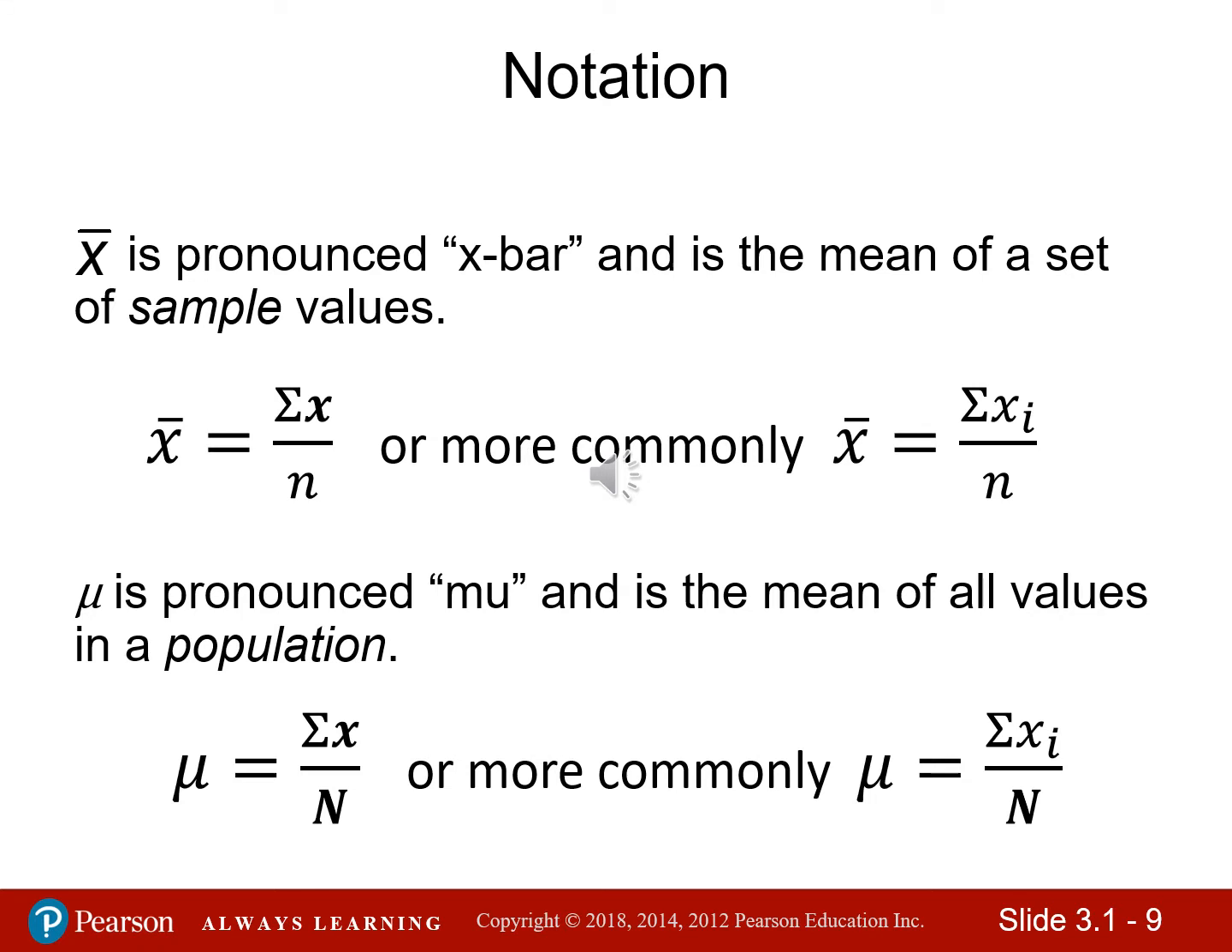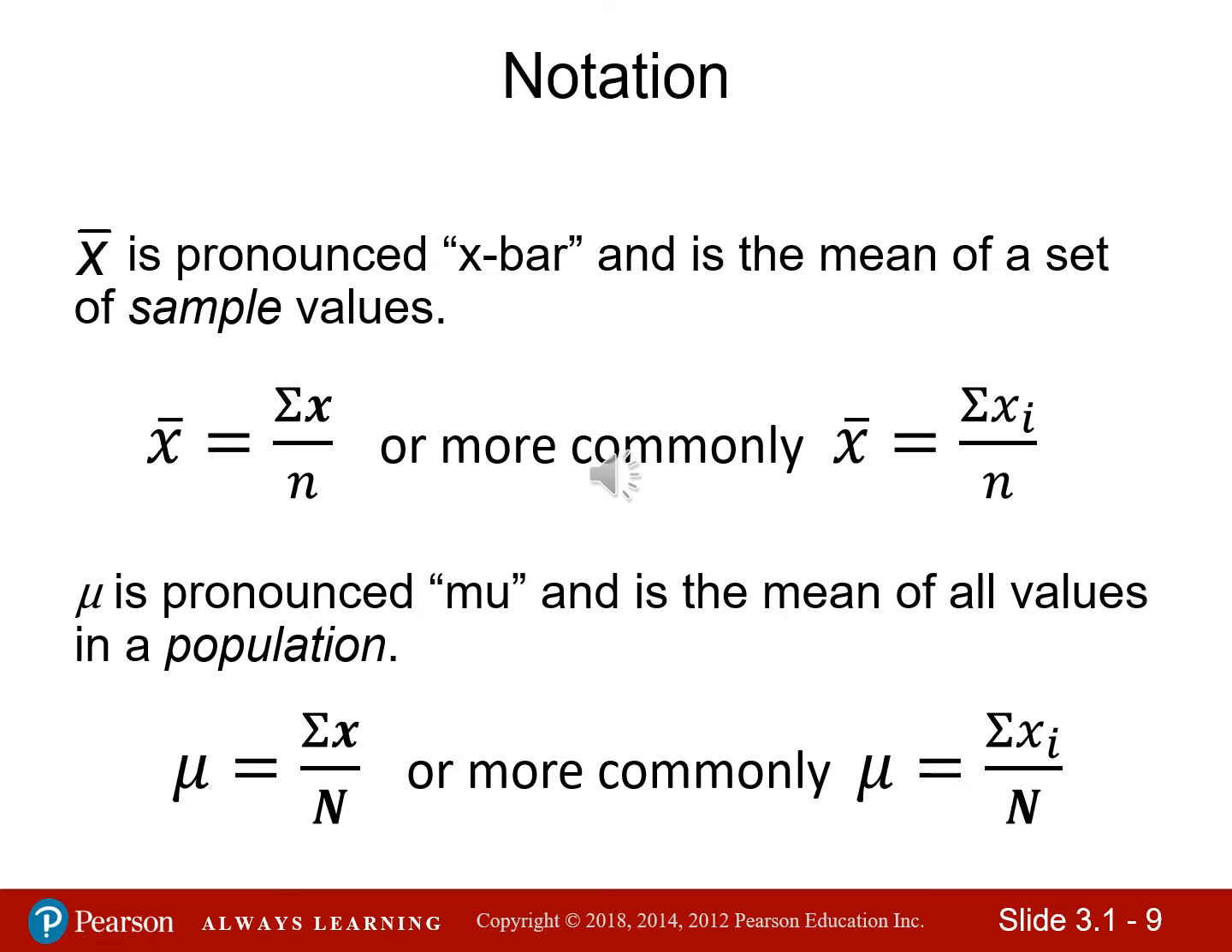In this chapter, the author uses x by itself to represent all of the x values. However, it's more common to use x with a small subscript i to represent all of the data values. And finally, in our equation, n is the number of items in the sample. So we have x bar, or sample mean, equals the summation of all observations divided by the number of observations.